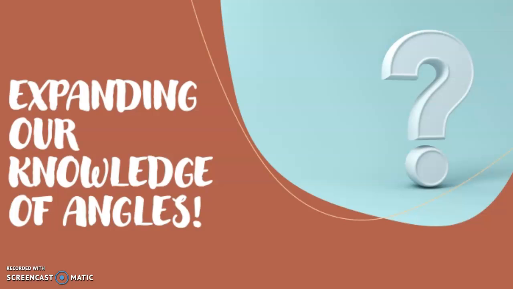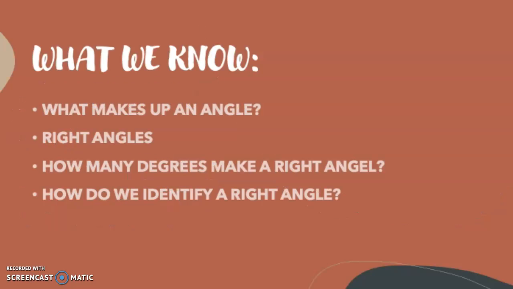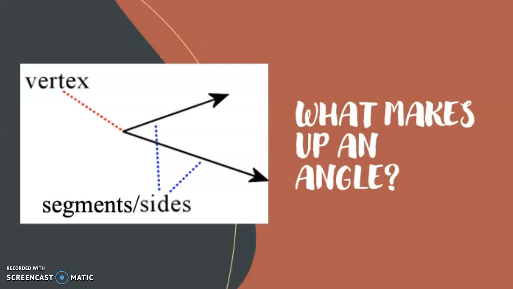Okay, so today we are going to be expanding upon our knowledge of angles. So what do we know? We're going to go over that really quick. We're going to go over what makes up an angle, right angles, how many degrees make up a right angle, and how we identify a right angle. And these are things we have learned in the past, so just a nice little review over our prior learning.